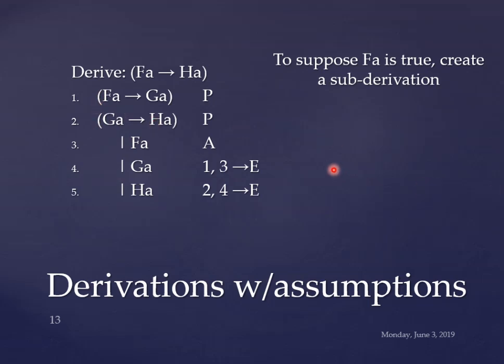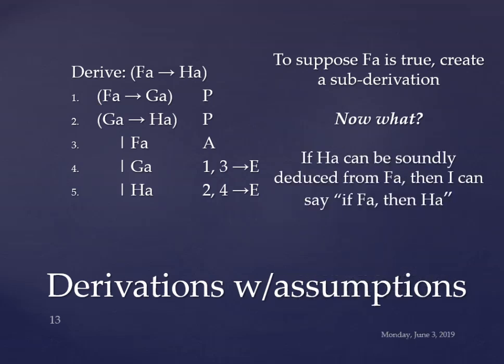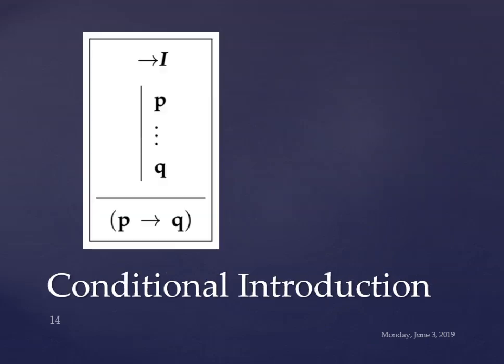All right, so you might be wondering, well, now what? Here's the answer. Remember that part that I talked about? If HA can be soundly deduced from FA, which is what I've done in this subderivation, then I can say, if FA is true, then HA is true. And I actually have a rule that allows me to do this. It's called conditional introduction. By contrast, conditional elimination said arrow E, this says arrow I. Here I'm introducing a connective, I'm creating a connective.